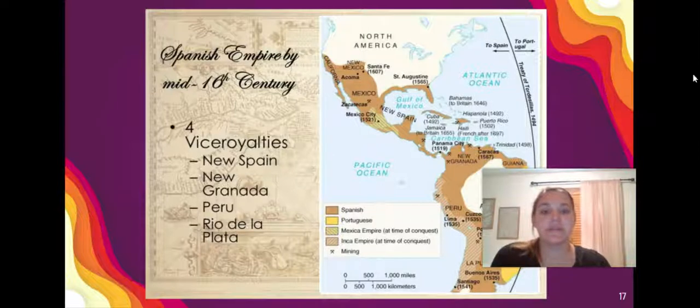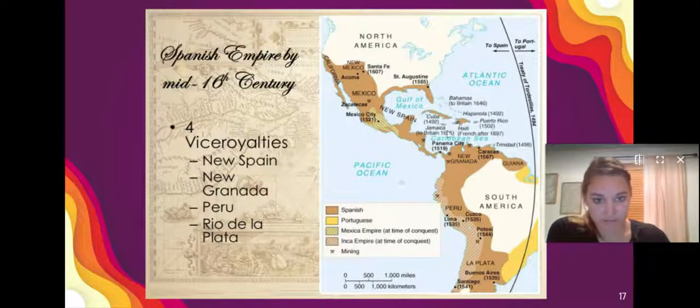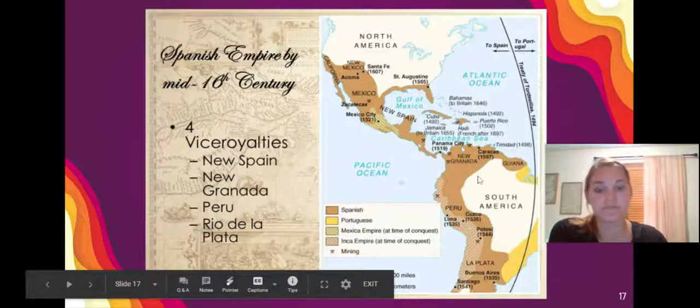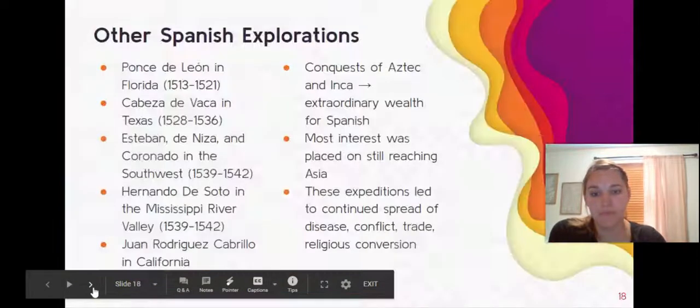So here you can see the Spanish Empire by the mid-16th century. It was quite large. So we know Columbus centered here, and then Cortes came to the Yucatan Peninsula and then spread into Mexico. We see Pizarro here in the south. And then, as we're going to see on the next slide, various other expeditions continue to go into parts of North America. So the Spanish Empire was large and dominant.